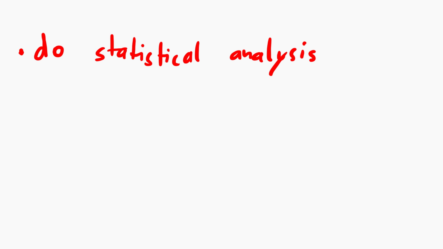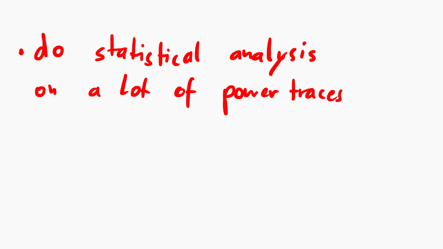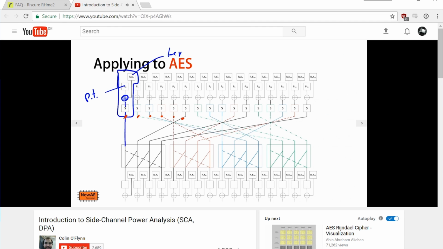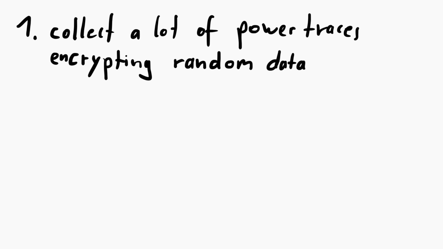That's why you do a smart statistical analysis on a lot of collected traces. I actually don't want to explain this method in detail because it's fairly complicated and there's a good video by Colin O'Flynn doing exactly the AES example. But the gist is that you collect a lot of power traces from random input you encrypt.